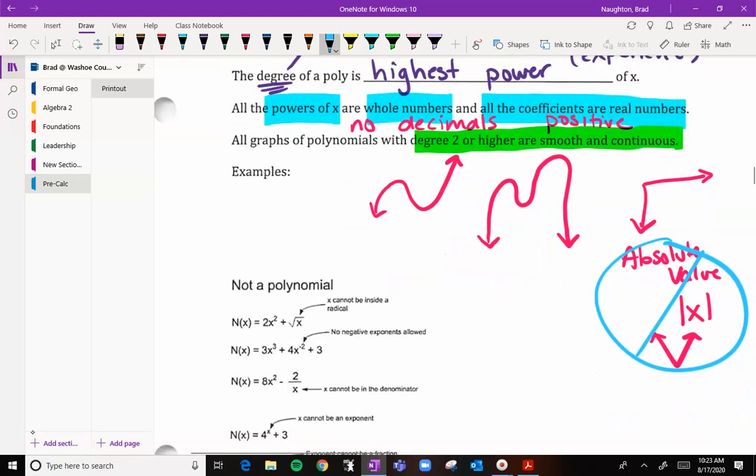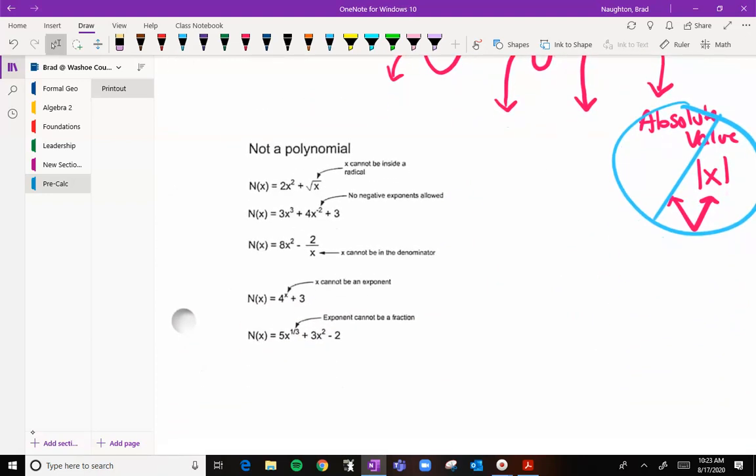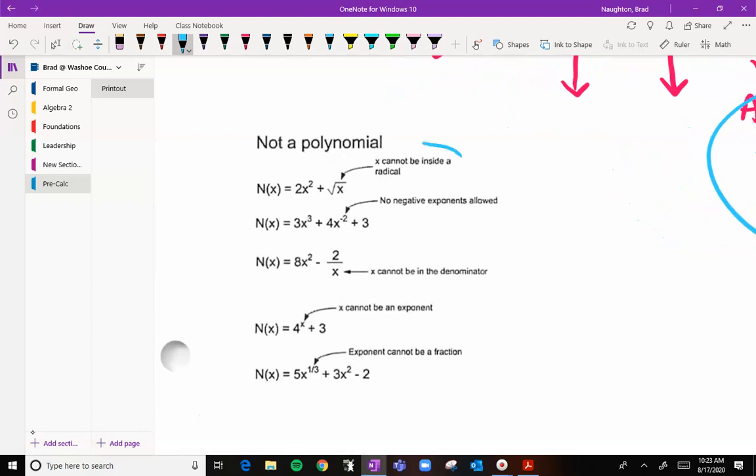Cool? Alrighty. So these are what we call not polynomials, or polynomial imposters. So the first one, it cannot be inside your radical. The x can't. Because if you recall, the square root of x is the same thing as saying x to the 1/2 power. So that's not going to work. As we said, it can't be negative. So if you have a -2, no dice.